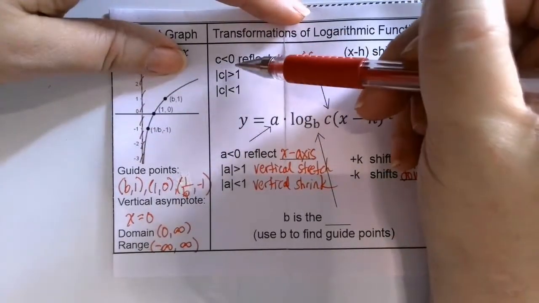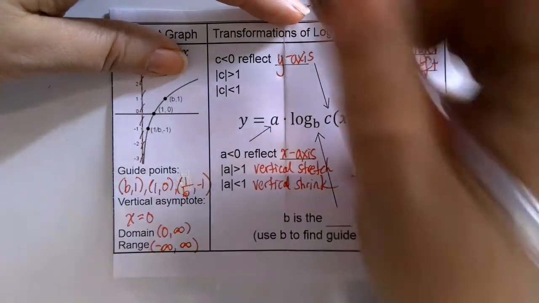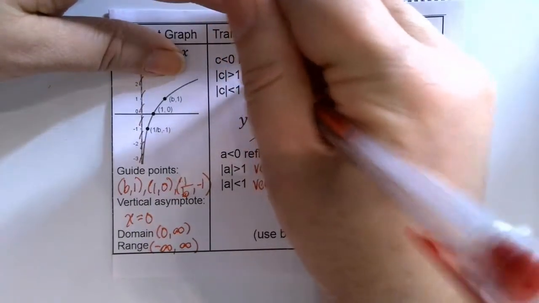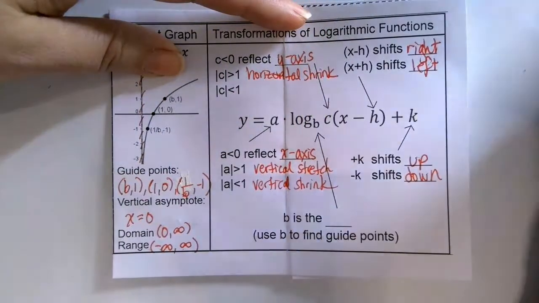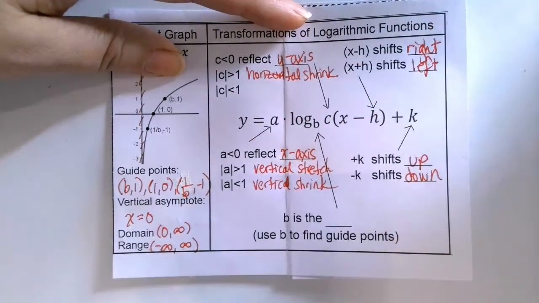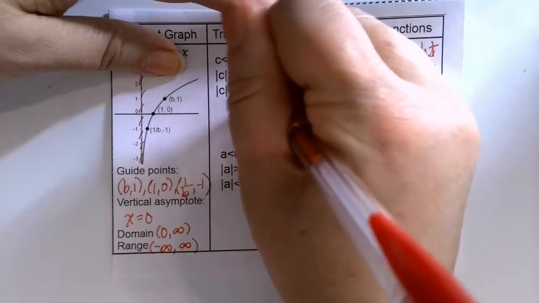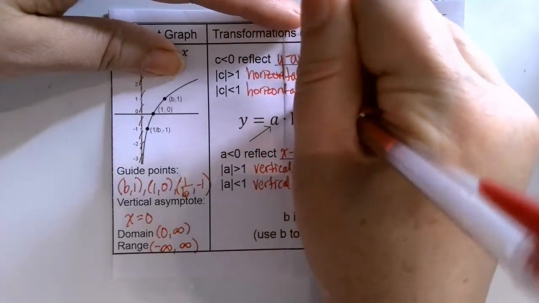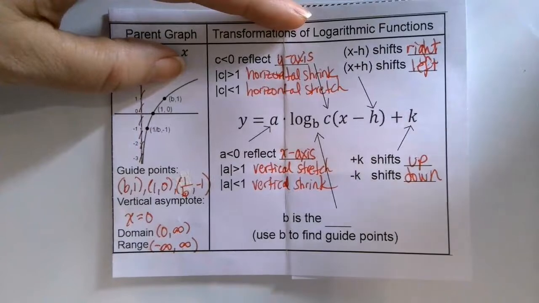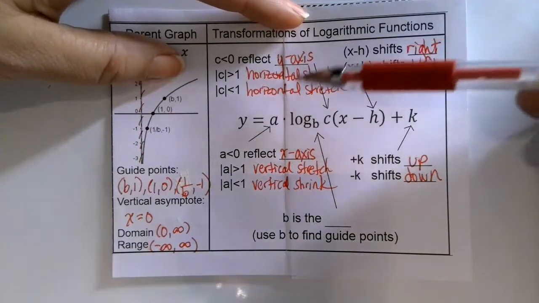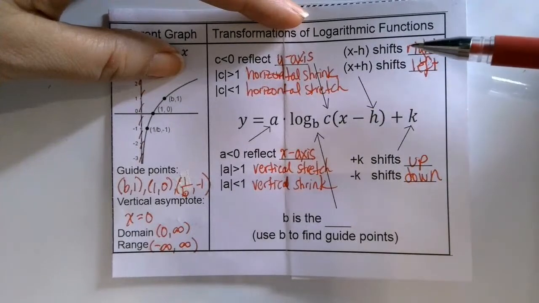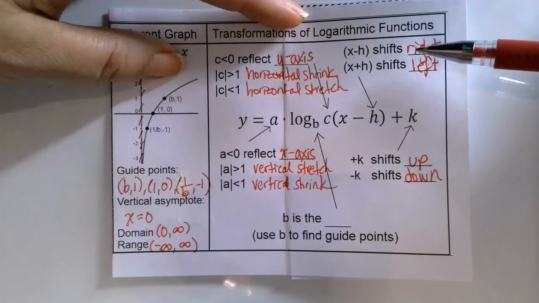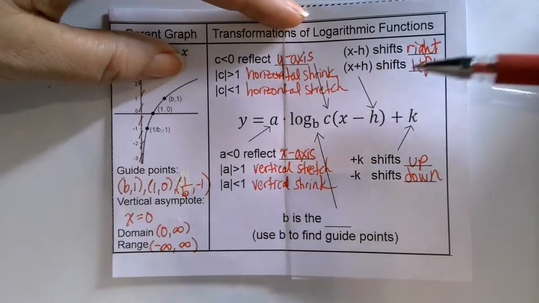Then if c in absolute value is greater than 1, that's a horizontal shrink, and if c in absolute value is less than 1, a fraction between 0 and 1, that produces a horizontal stretch. Those transformations are all exactly the same as what occurs for any parent function. We use these same transformations for exponential functions, square root functions, rational functions, polynomials, all of them.